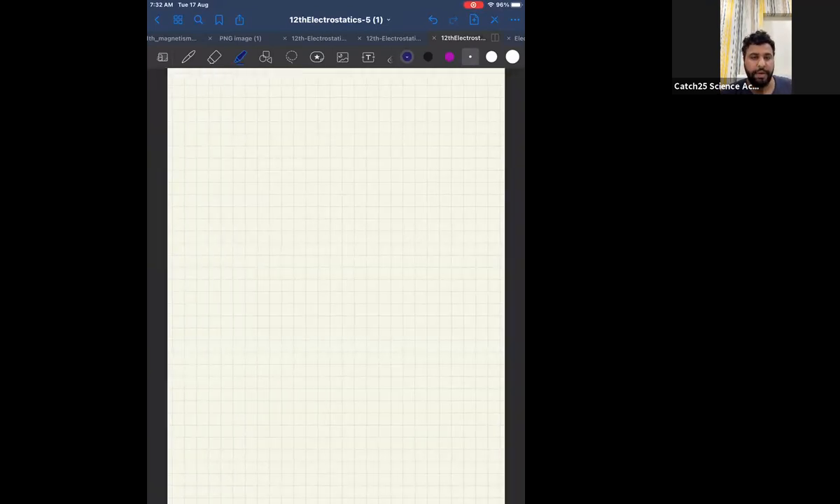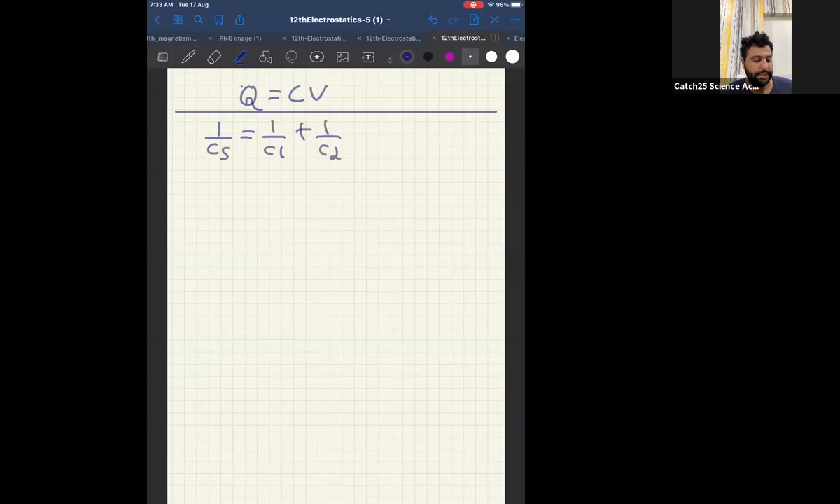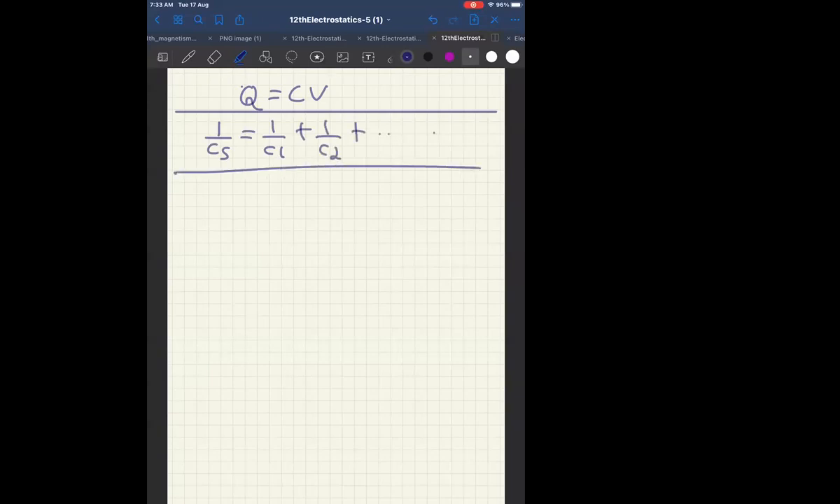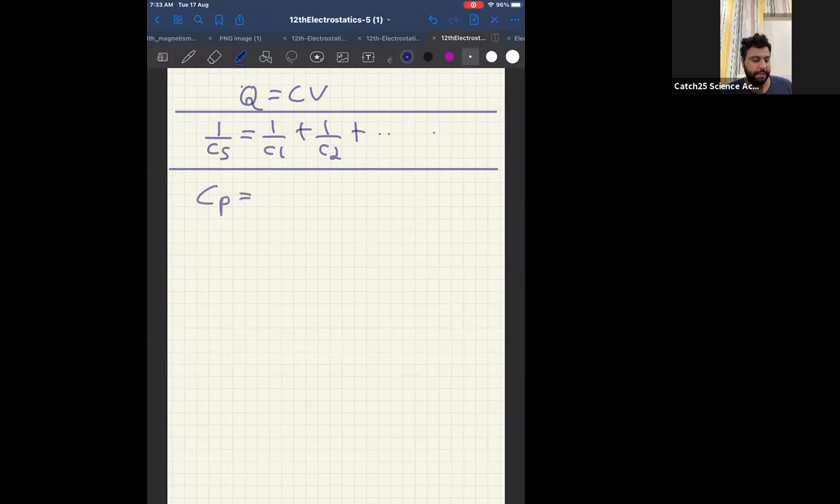Therefore, please look at the screen. The main formula that you have learned in capacitance is Q equal to CV. This is the first formula that you have learned in capacitance, which is the most basic formula. Then you have learned capacitance in series: 1 by CS is equal to 1 by C1 plus 1 by C2 plus dot dot dot. Then you have also learned capacitance in parallel: CP is equal to C1 plus C2 plus dot dot dot Cn.